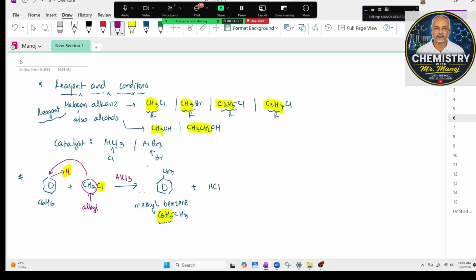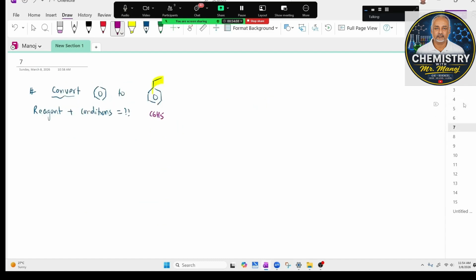Is that okay? Please confirm. Just give me a few minutes, we are going to be there. So we need the AlCl3, otherwise the reaction won't happen. So I need to put this. This is C6H5CH2CH3, ethyl benzene. Very good. So that's the compound.